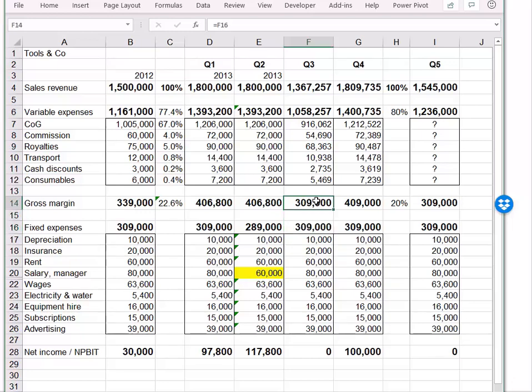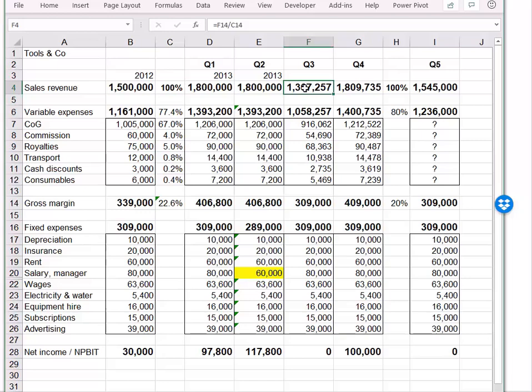Now we can use rule number 5. 309,000 divided by 22.6% gets you the sales. And now we can determine that sales can decline to 1.3 million and some change before we make a loss. Once you've got that sales number, you can calculate the variable expenses by saying sales multiplied by 77.4%, and then you would have completed your grid and question 3 would be answered.